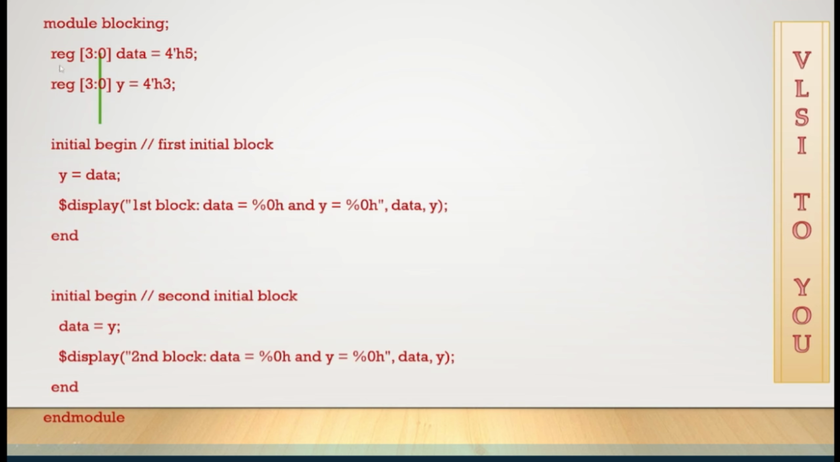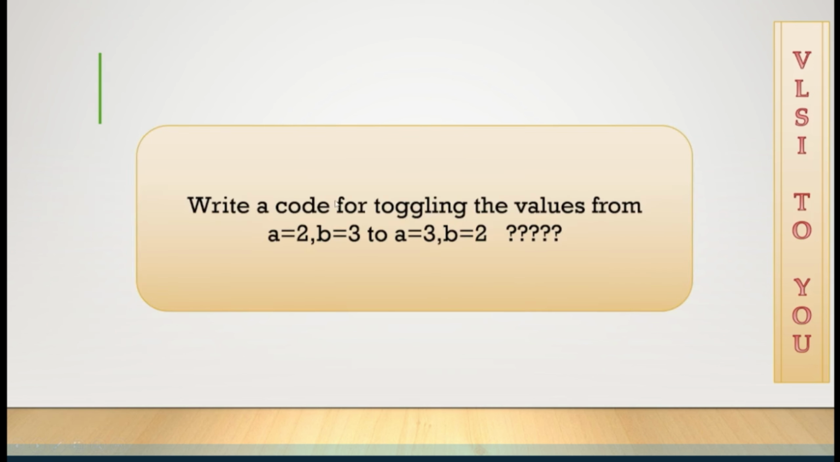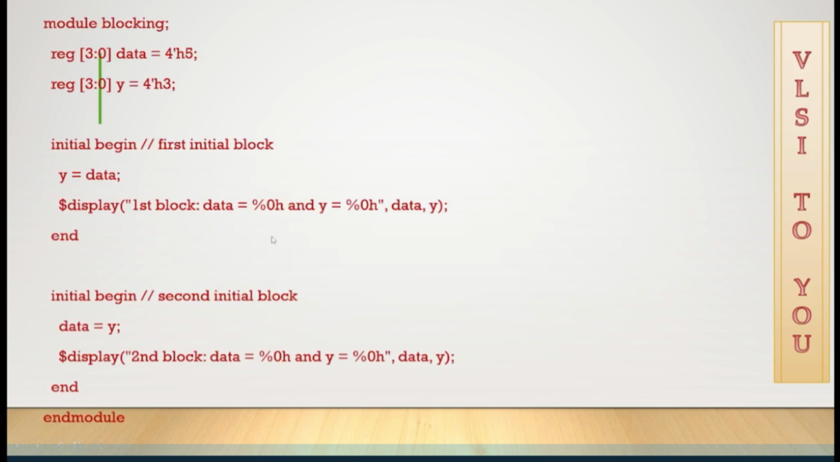If you see the code here, reg [3:0]. Instead of a and b, here I have taken data and y. In data I have taken the value 5, and in y I have taken the value 3. Now I want to toggle these values. That means by the end of the program, I want the y value to be 5 and the data value to be 3. Let us see how this is going to work out.